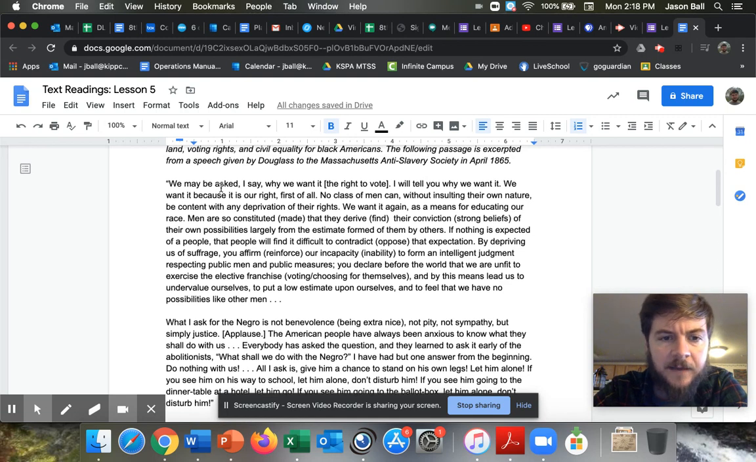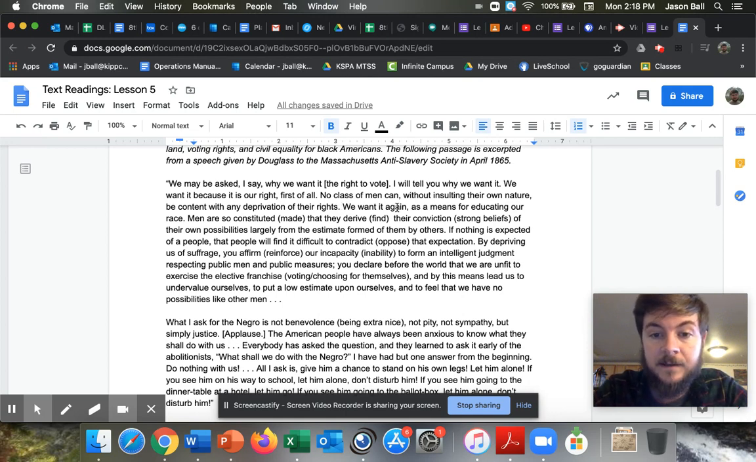"We may be asked, I say, why we want it," which is the right to vote, what he's talking about. And "we," again, is African Americans or freed slaves. "I will tell you why we want it. We want it because it is our right, first of all. No class of men, without insulting their own nature, can be content with any deprivation of their rights." So he's talking about voting and the right to vote. Why should African Americans or freed slaves have the right to vote? This is his topic and what he's talking about.